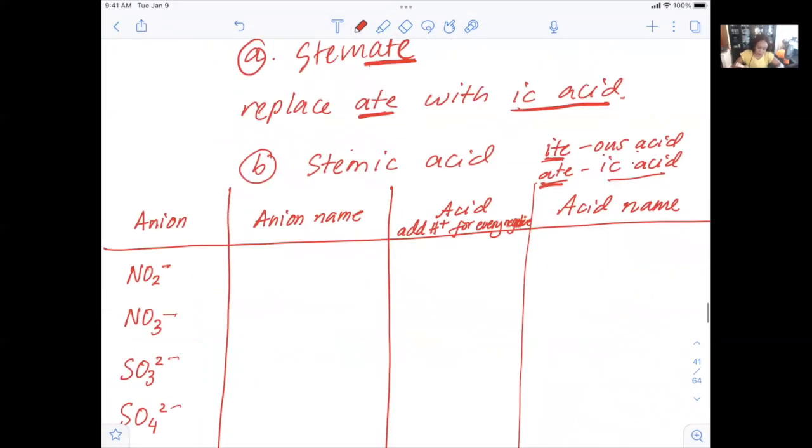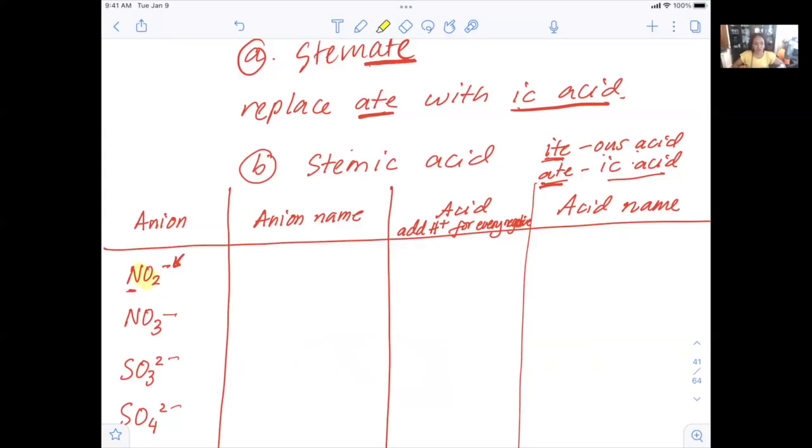Well, so you want to see this in the acid. You want to see an NO2. Now, in the acid, you won't see the negative sign because acids are compounds and compounds have no charges. So what you're looking for in the acid, apart from the H, is NO2.